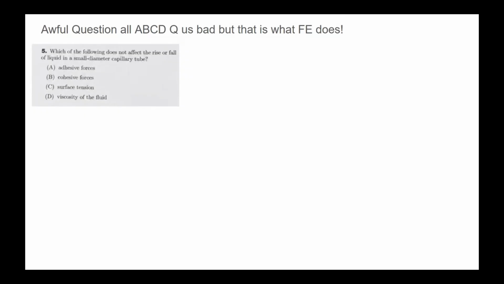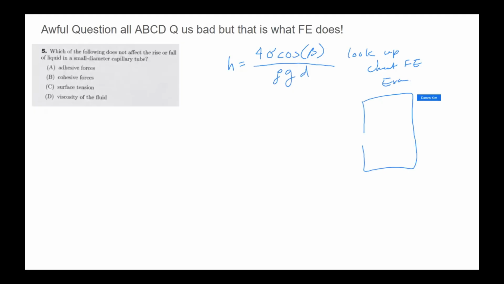Which of the following does not affect the rise or fall of a liquid in the capillary tube? Okay, so this is another equation you have to kind of know. No, it's from the equation sheet, so it's fine to not know this actually. I take it back. I'm a fool for saying that. I'm so sorry to every individual that I said they need to know this. You do not need to know this. Look it up in the cheat sheet. It's called the FE exam booklet that has all the equations in, and this equation is in there.